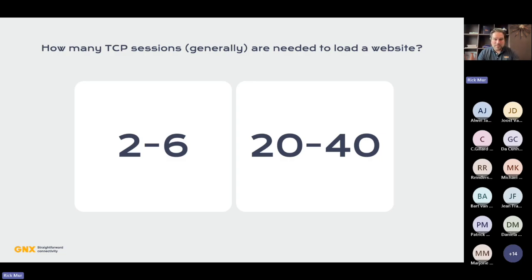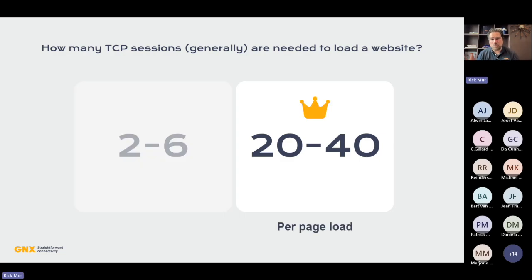So this is not an audience that I can ask a question of, but I'll give the answer right away. If you think about the question in your head: how many network sessions or TCP sessions are needed to generally load a modern website? Would that be between 2 to 6 or 20 to 40? So this is just, I type in a URL, I click enter, and the website loads for me. How many network sessions have gone back and forth?